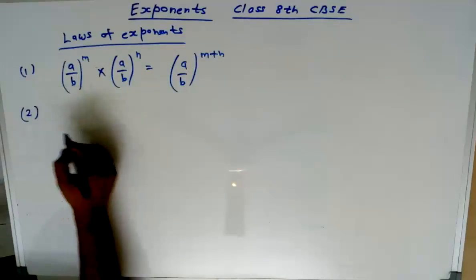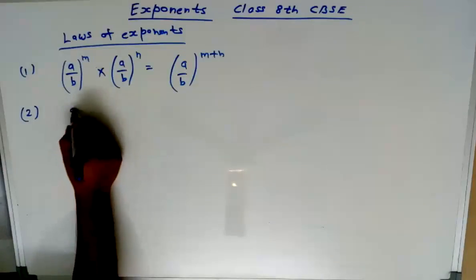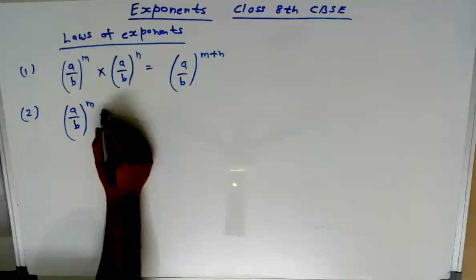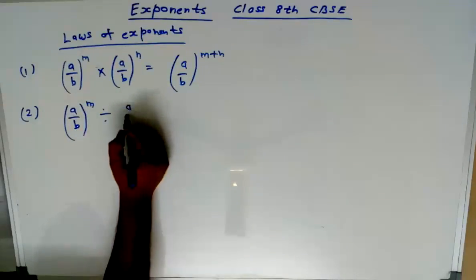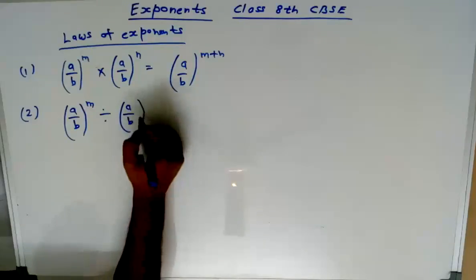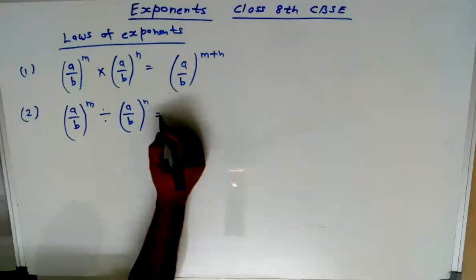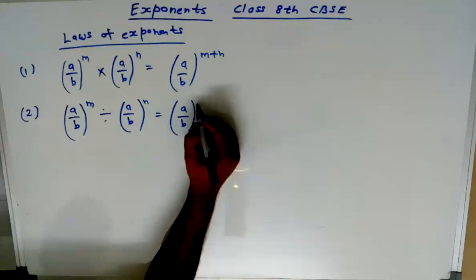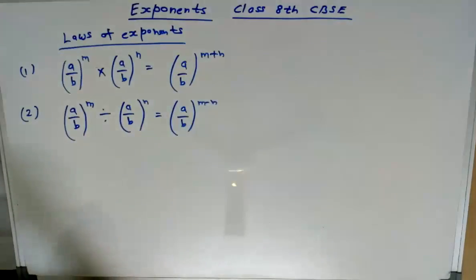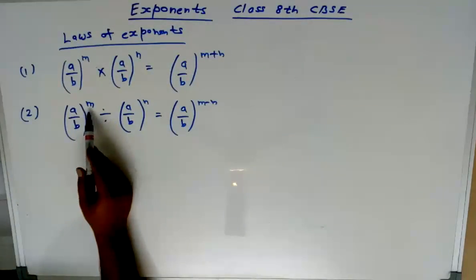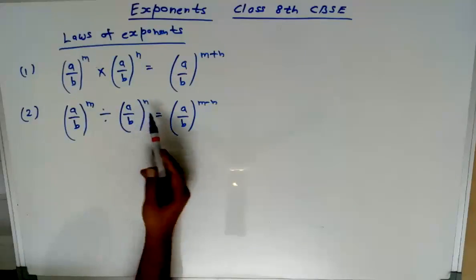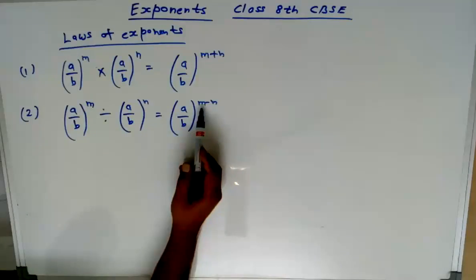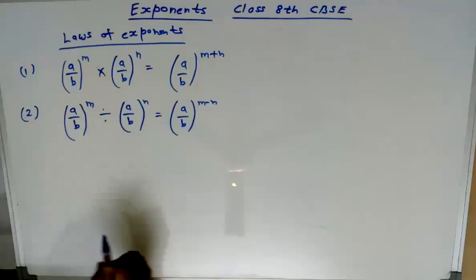Number second property, if a/b, the rational number with power m, is divided by the same rational number a/b raised to the power n, then it will become (a/b)^(m-n). It means if a rational number with power m is divided by the same rational number with power n, then the answer will be the same rational number having the power m minus n.